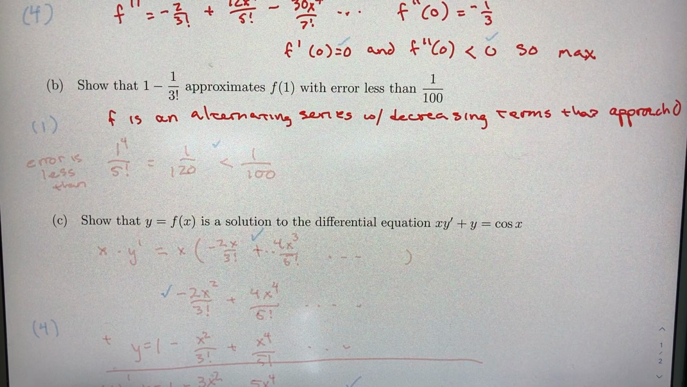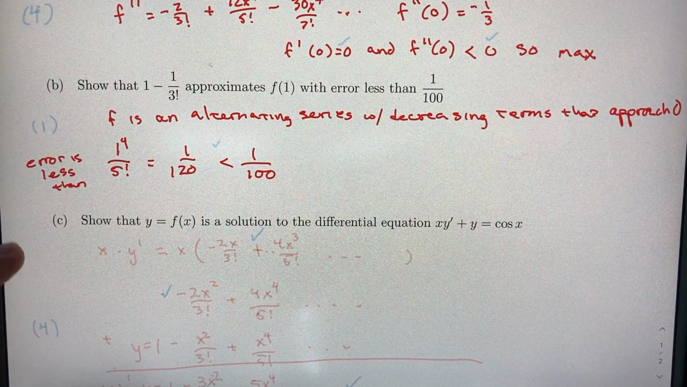So 1 minus 1 over 3 factorial, the next missing term would be 1 to the 4th over 5 factorial. You take the absolute value if necessary. 5 factorial is 120, which is less than 1 over 100 because the denominator is bigger.